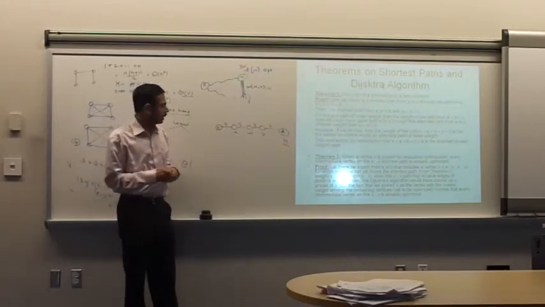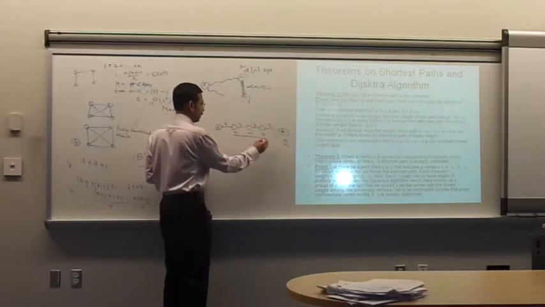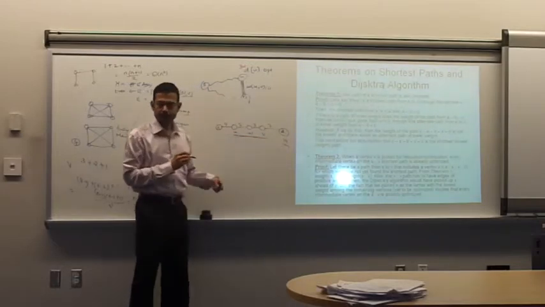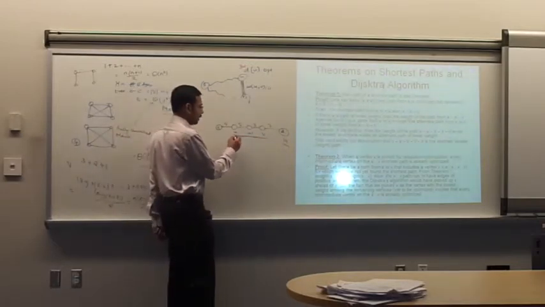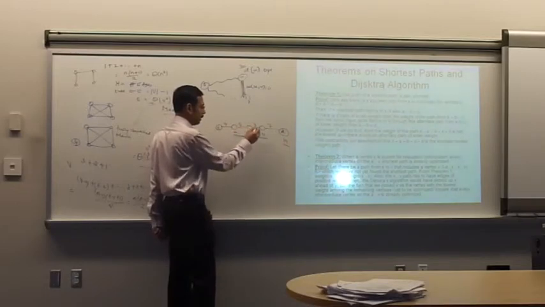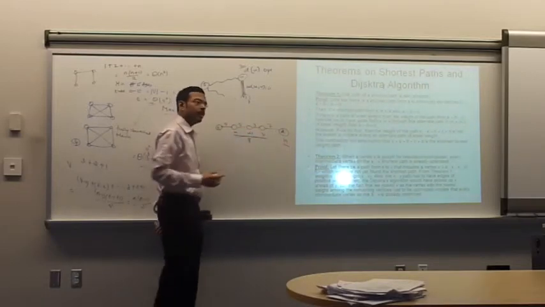So the subpath, let's pick a subpath here, which is this, U to V. What's the weight of the subpath on this thing? It is 5 plus 3, which is 8. Right?